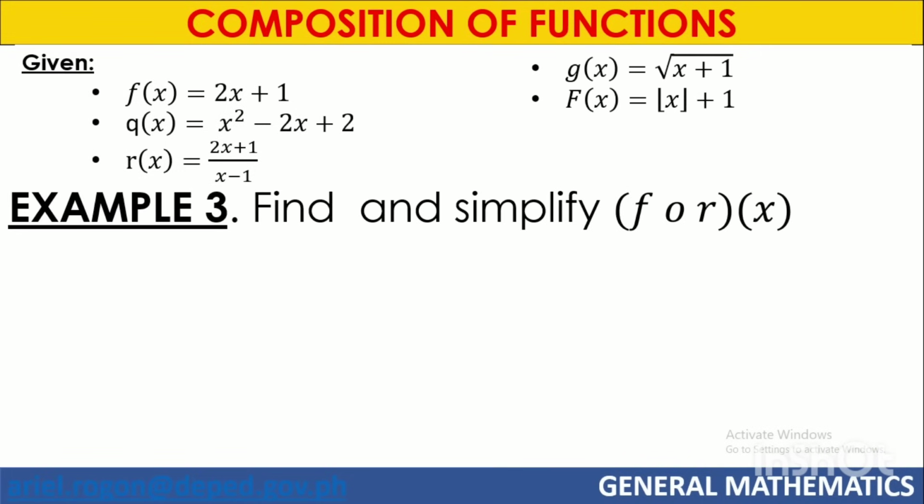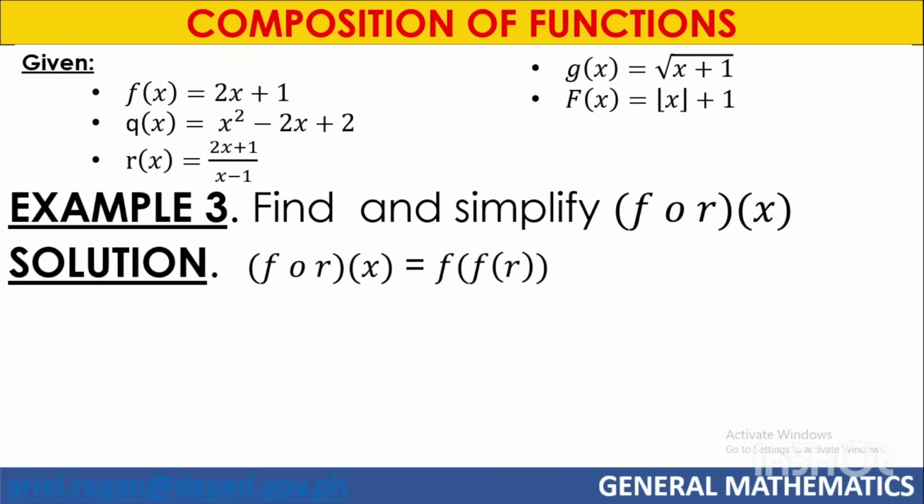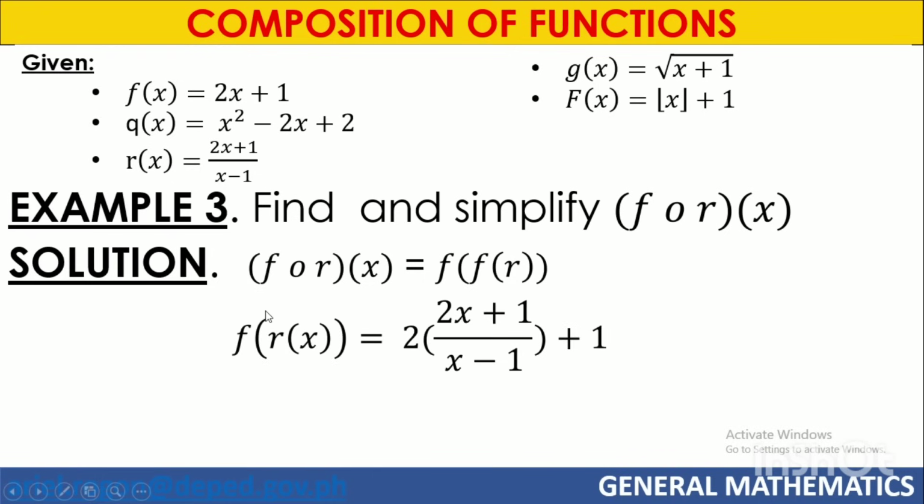Another example, so we have the composition of f with r. So ito yung r natin. So rational to. So tingnan maigi ang solution. So again, papalitan natin, no? Papalitan natin yung lahat ng x ng r of x. So papalitan natin yung x ng f of x ng r of x. So yung r of x natin is 2x plus 1 over x minus 1. Okay. So ito na yon.